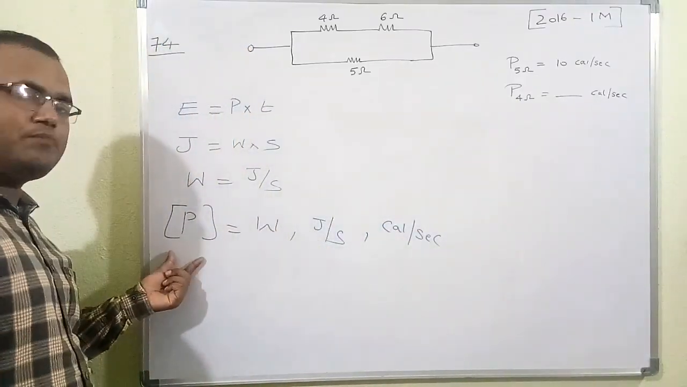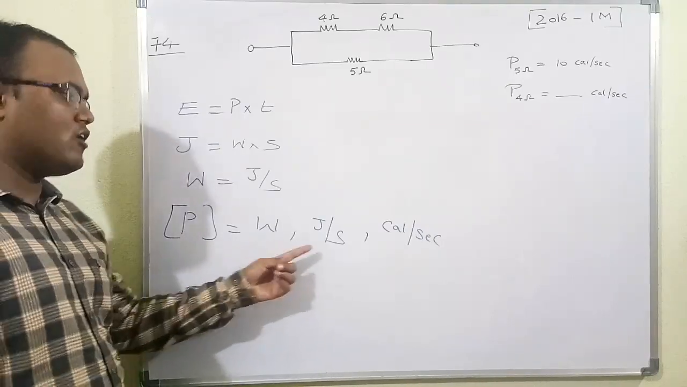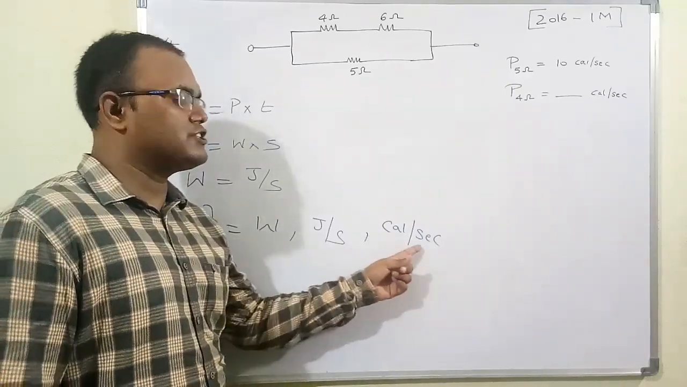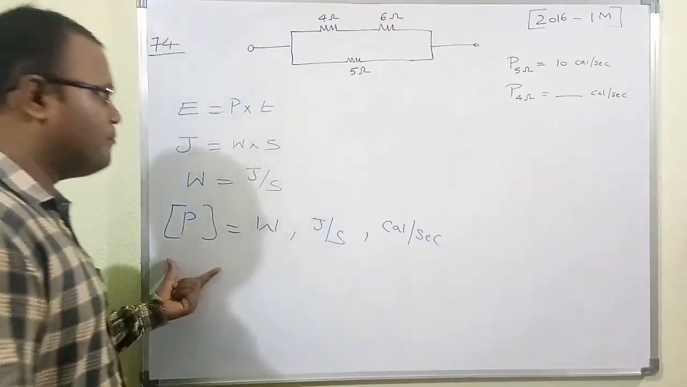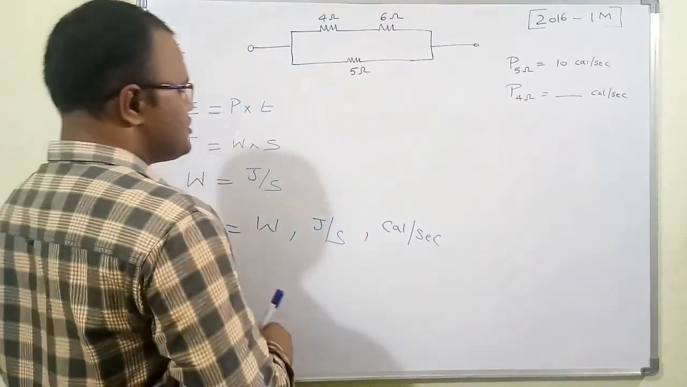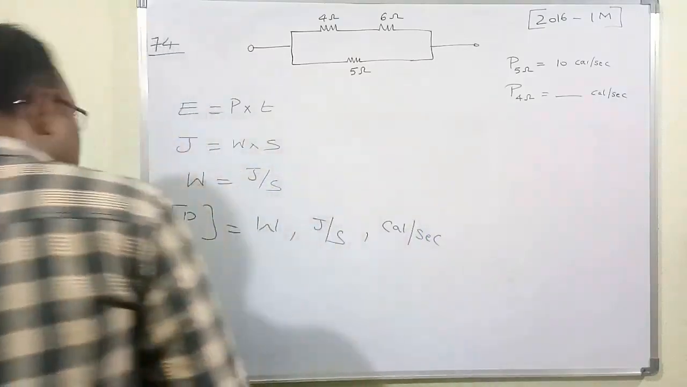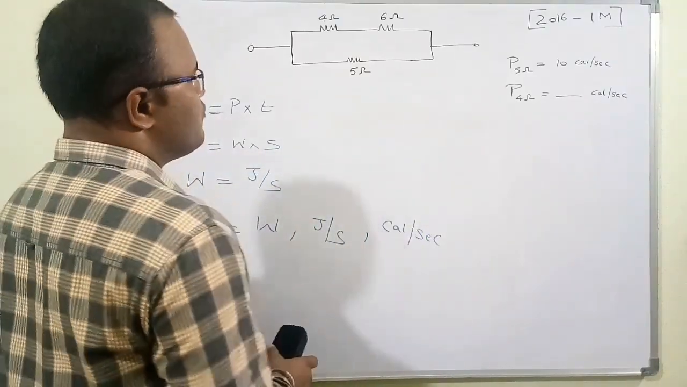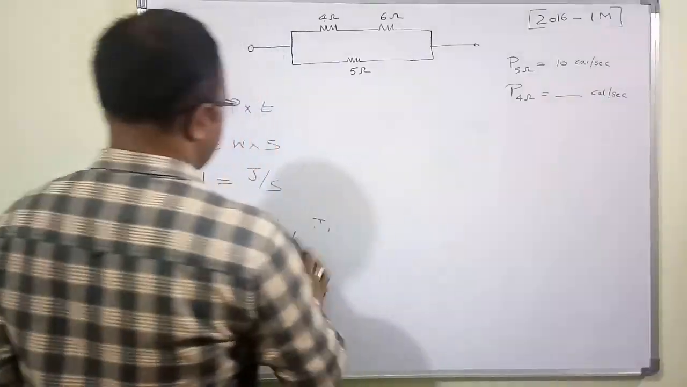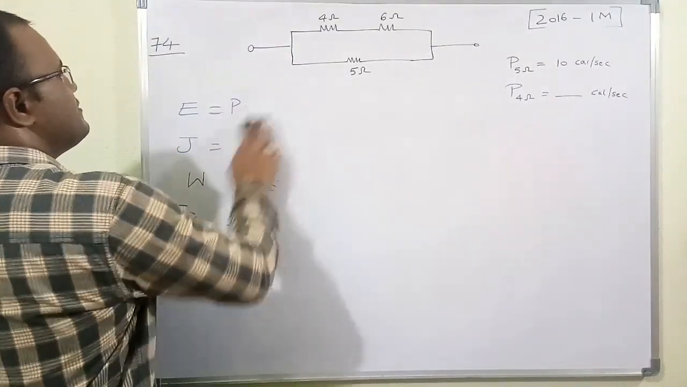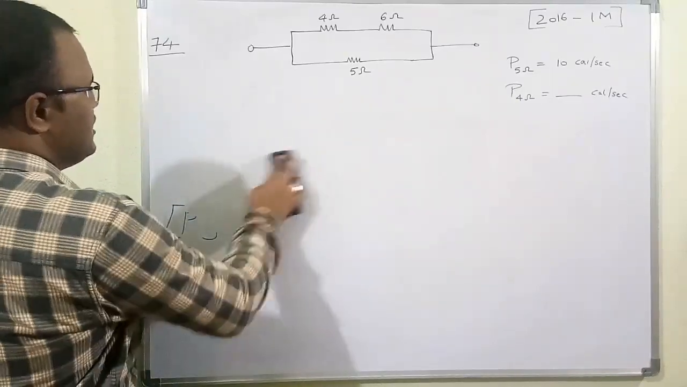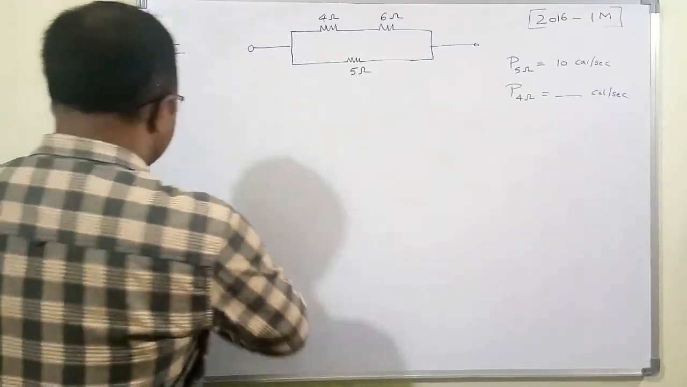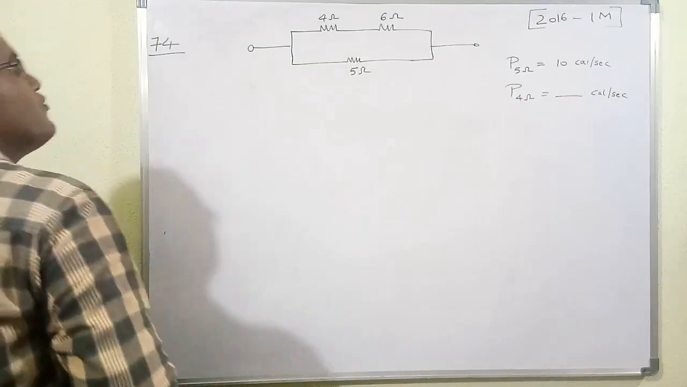So the unit of power can be wattage or joules per second or calories per second. These 3 units are valid units of power. So in this question, we need to figure out what is the power absorbed by the 4 ohms in the circuit. If you see carefully, we need to find the current in the 4 ohm resistor. Then only we can find the power absorbed by the 4 ohm resistor.